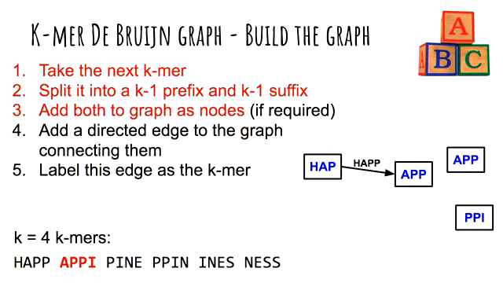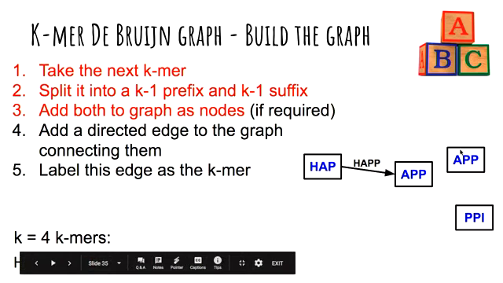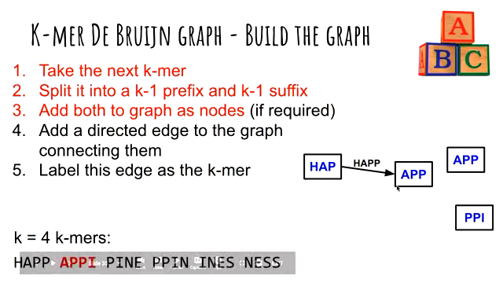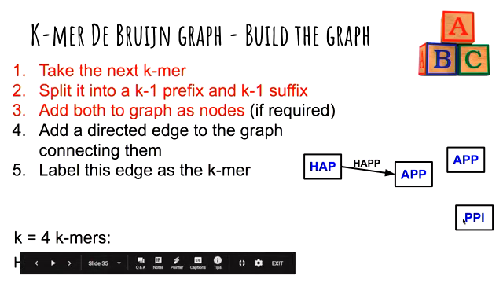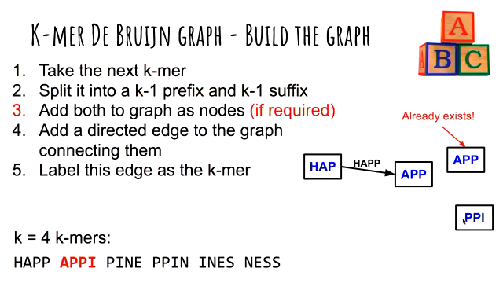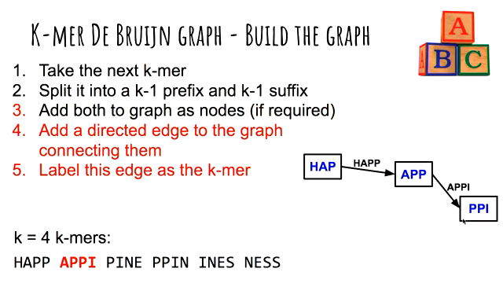Now, we split it into the two pieces, and then we look, hang on a minute, this app already exists in our graph. We don't need to add it again, all right? And so we do need to add PPI because that's not there yet. So we'll add that. There, like that. Okay, so here's the next step of our graph.